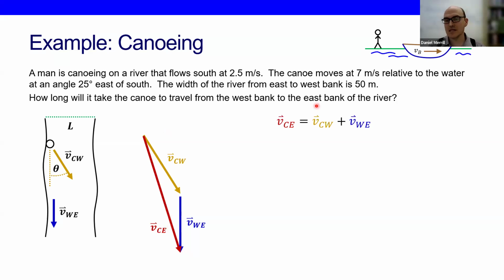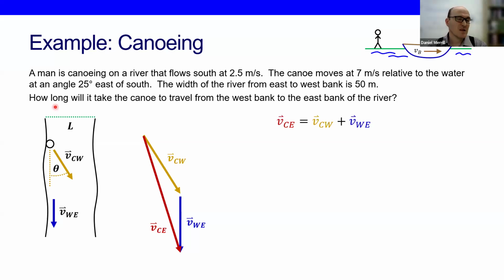Written out in symbolic form, we could have the velocity of the canoe with respect to the Earth being the velocity of the canoe with respect to the water plus the velocity of the water with respect to the Earth. But we can't just add 2.5 meters per second to 7 meters per second, because they're not all in a straight line. We're going to have to find components.